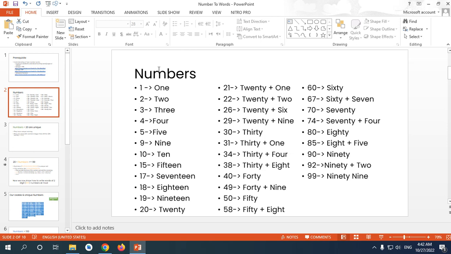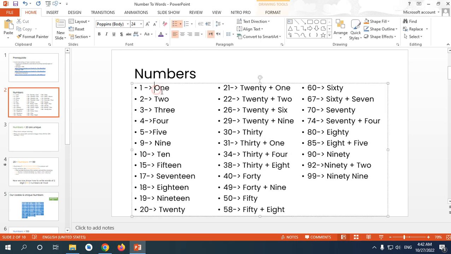Alright, so what are numbers? I have listed down the numbers from 1 to 99, so we can have a visual relation between the numbers and their connection to each other. We have 1, 2, 3, 4, 5, 9, 10, 15, 17, 18, 19, 20. Until then we have unique values, there is no duplicate. From 1 to 20 there is uniqueness in those numbers.